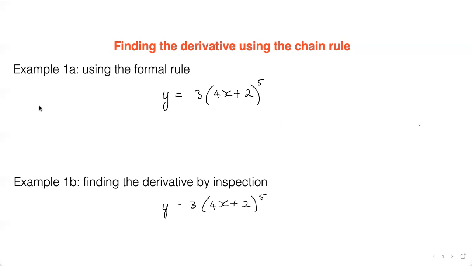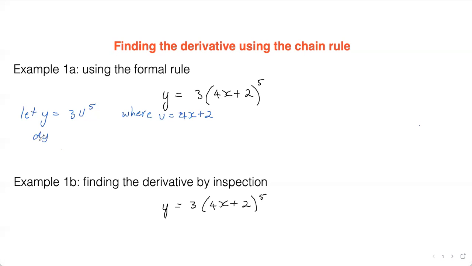So what we're going to do is start by saying let y equal 3u to the 5. So what we're doing is we're identifying what's the inside function, in this case, the 4x plus 2, and we're using a substitution and letting that equal u. So I'll just say here where u equals 4x plus 2.